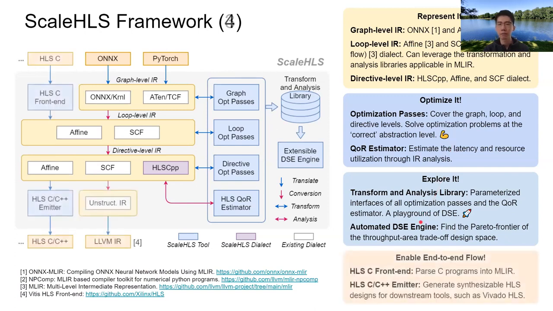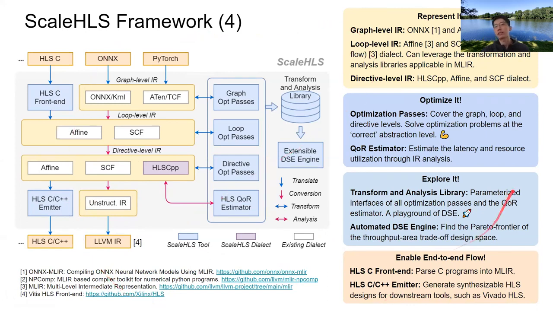And finally, we introduce an HLC frontend to parse C programs into the MLIR framework. And in the end, we provide an HLC or C++ emitter to emit the directive level IR into synthesizable C or C++ code, which can be passed to downstream tools like Vivado HLS to generate RTL code. And you can observe here, actually, we can also lower the directive level IR into LLVM, which can be passed to those LLVM compatible high-level synthesis tools.